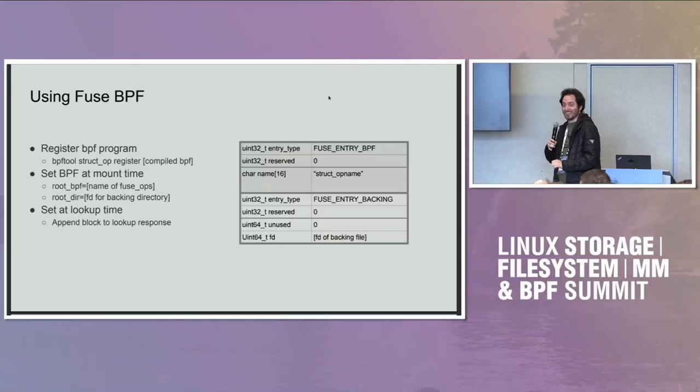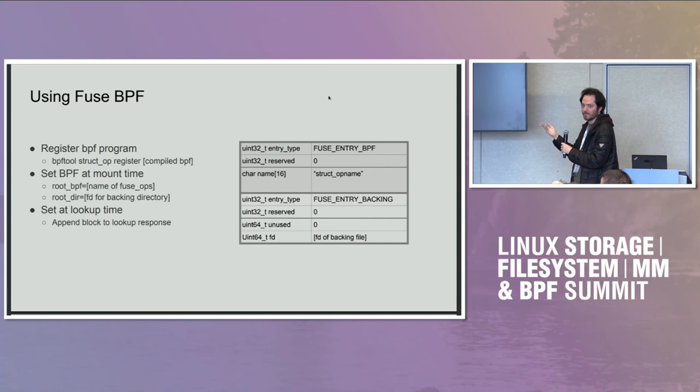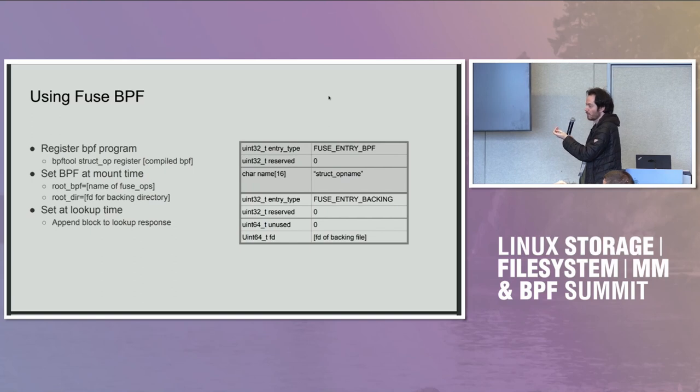I didn't hear any of that because I was trying to get the screen to show up on the other screen. But anyway, this is how you interact with setting up Fuse BPF initially. We have a block that we attach to the lookup response, where at the moment we pass in the name that the BPF program was registered under. And then for the backing directory, at the moment we're passing an FD that we're basically just using to get access to the backing inode.